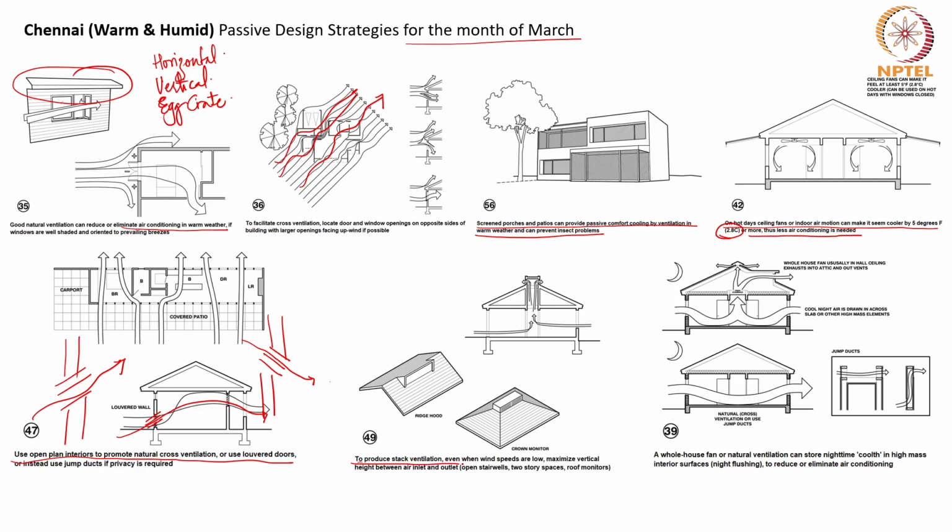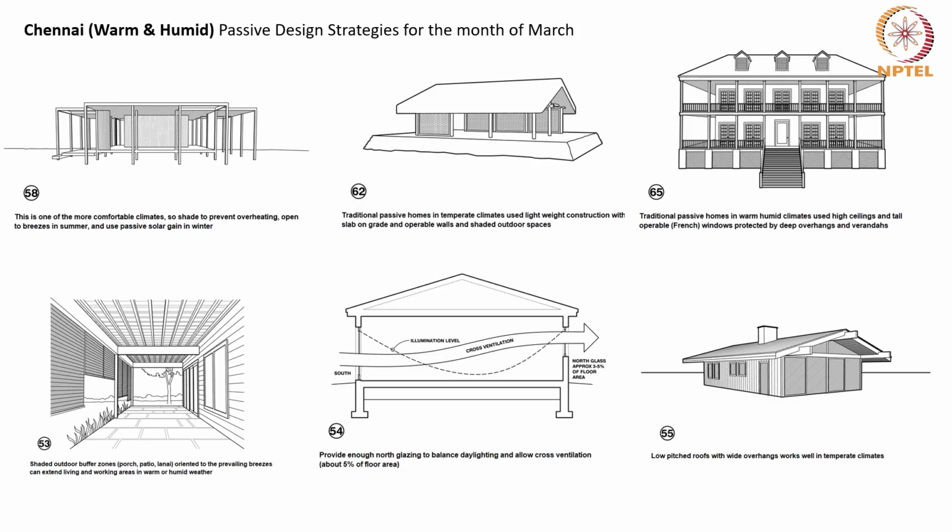To produce stack ventilation, when speeds are low, maximum vertical height between air inlet and outlet in the form of open stairways, two-story spaces, roof monitors can also aid in ventilation. A whole house fan or natural ventilation can store nighttime coolth in high mass interior surfaces due to night flushing or reduce or eliminate air conditioning. So we have seen what is thermal mass, we have seen what is night flushing. That also to some extent can be used.